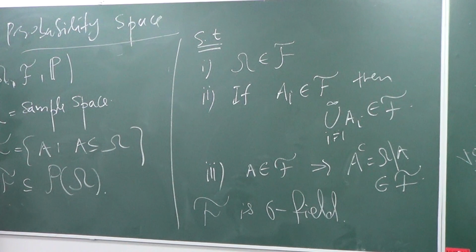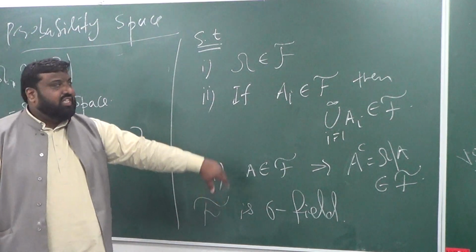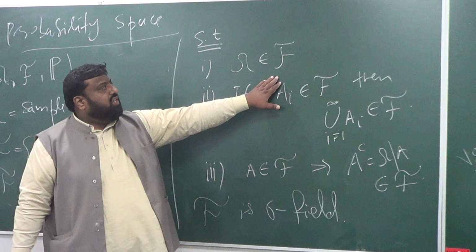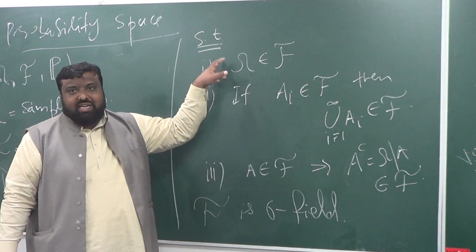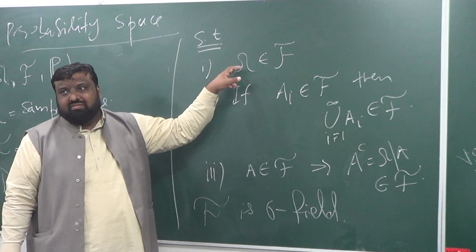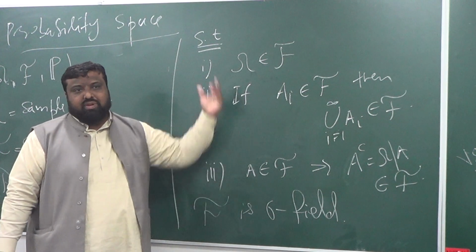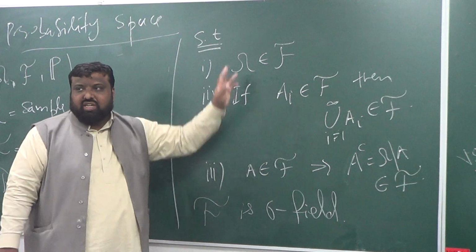And another thing is this. Okay, so essentially F contains omega. Since you have this, you don't need the empty set there, because omega is there, and its complement, the empty set, is there too. So you don't need to list the empty set.